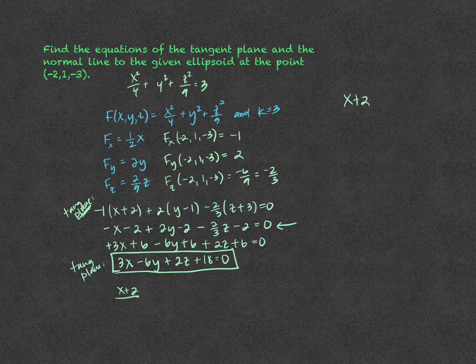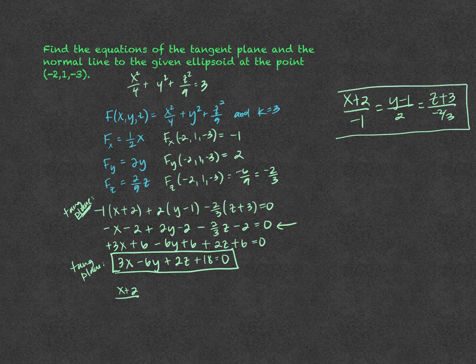So we're going to say x plus 2 over, because that would be the x minus the point value over the partial derivative of -1, is equal to y minus 1 over the partial derivative of 2, is equal to z plus 3 over the partial derivative of -2/3. So you have this form, and that is the form for the symmetric equations for the normal line. And it appears that that's all you're supposed to have to type. I would change that a little bit if it was me, but I will not.